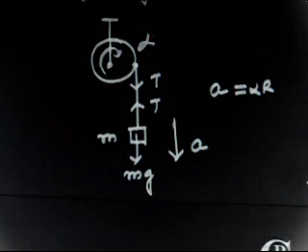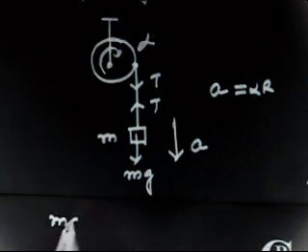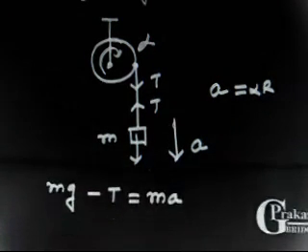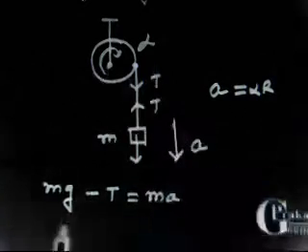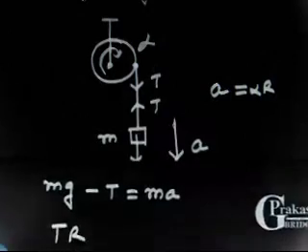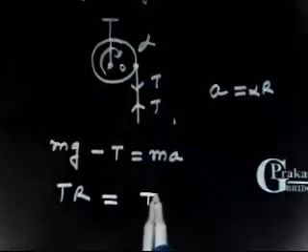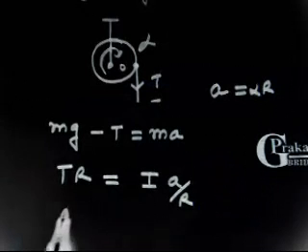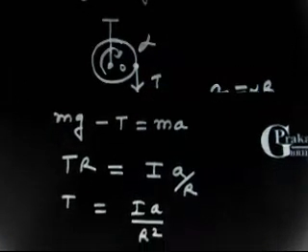You can do yourself also. So I have one equation I can write, because this is going downward. So mg minus T is equal to mass into acceleration. And if I write for the disk, the torque T into R, this is the torque about this point O. So torque is equal to I alpha. Alpha is a by R. Are you getting? So I can write tension is equal to I into a by R square.